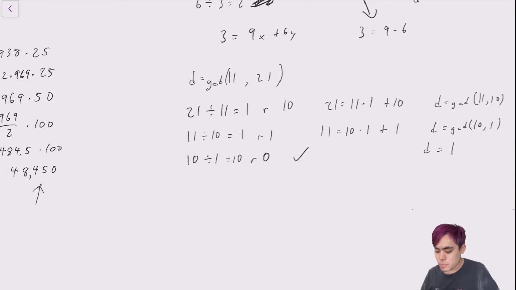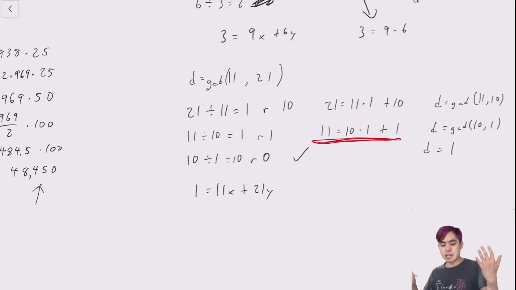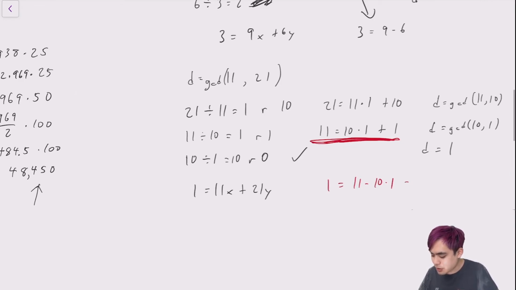Okay, so now we know that gcd is 1. So now what we want to do is write 1 as a combination of 11 and 21. Now this is a little bit harder, right? Because, well, we might start with this one up here. You notice that this is the first non-trivial equation we have left, right? And we can rewrite this as 1 is equal to 11 minus 10 times 1, or that's just equal to 11 minus 10, right?